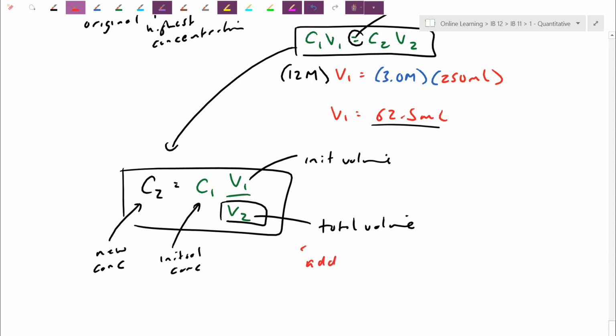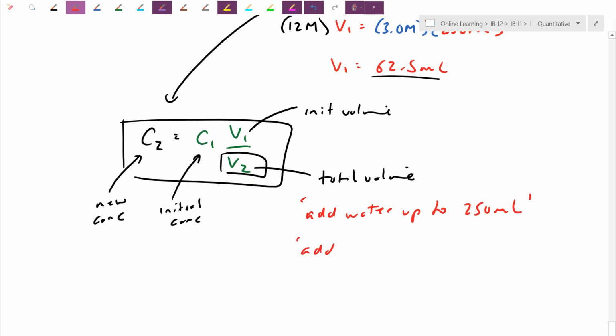add water up to 250 milliliters. That means I already had the 62.5. Or I can say 250 minus 62.5, add 187.5 mL of water. So both of those will end up having a final volume of 250. I'm going to punch in a final volume of 250 there.